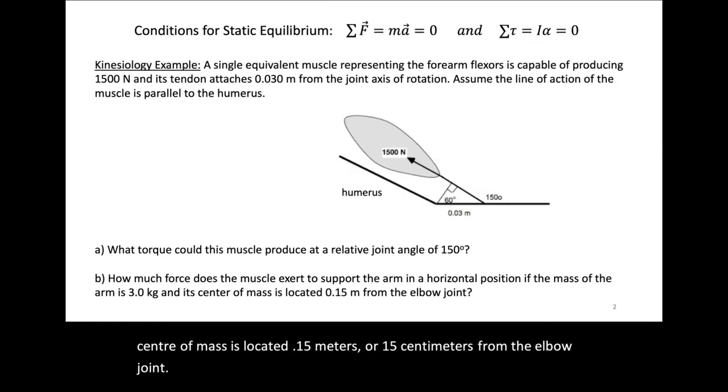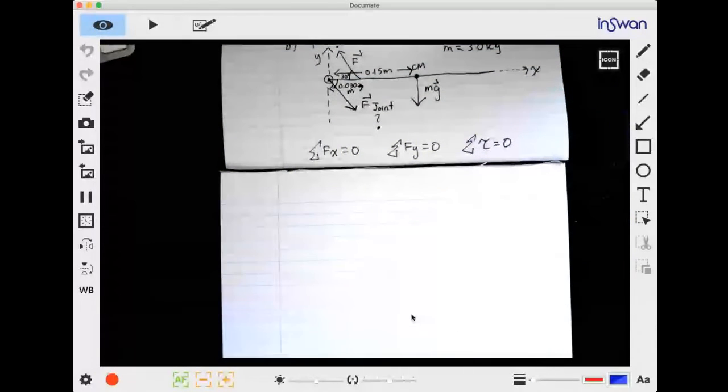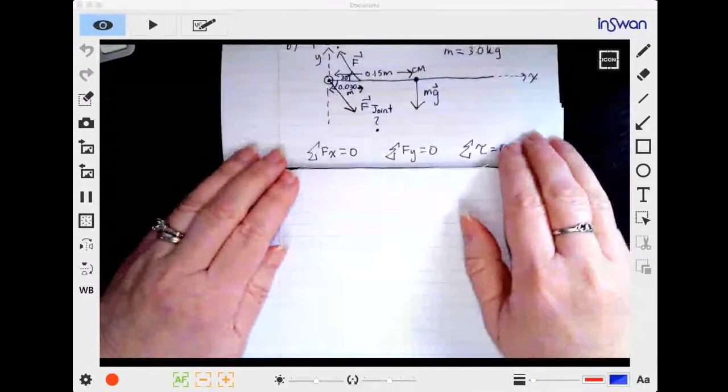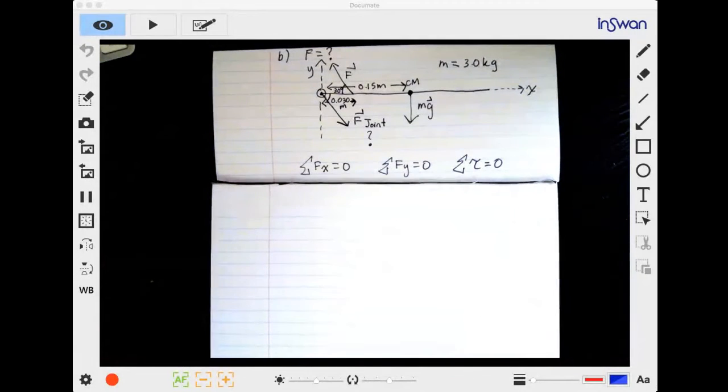Okay, we're going to share our document camera again. Hopefully this will work this time for you guys. Okay, so here was our drawing that we did last time, where we drew in all the forces acting on the arm, and we drew in our X and Y axes here, as you can see.